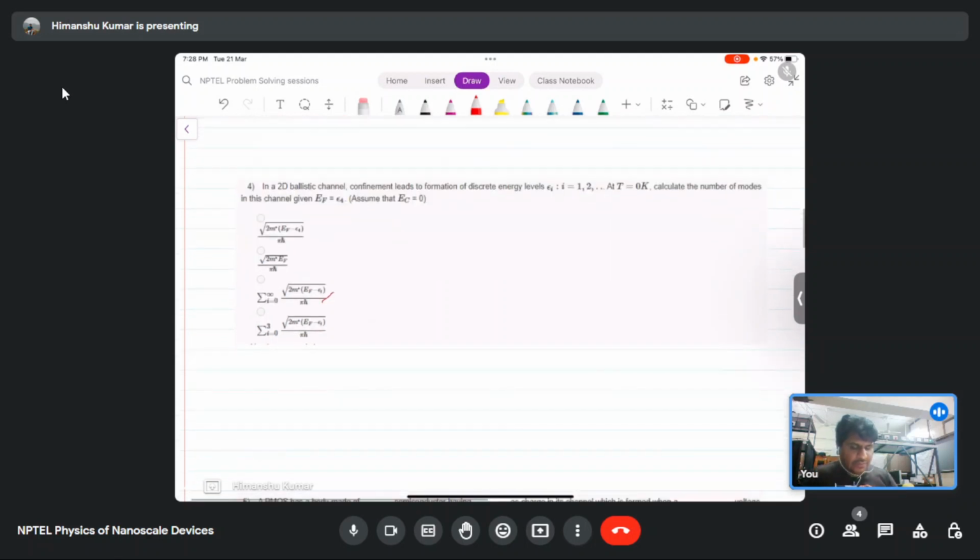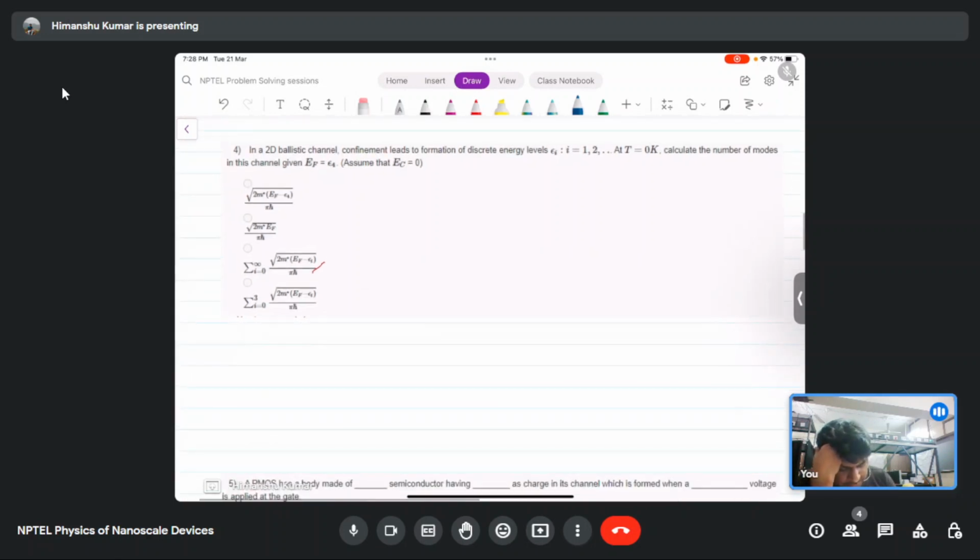Okay, if there is no doubt in the previous problem, let's move to the next problem. In the 2D ballistic channel, the confinement leads to formation of discrete energy levels E_i, with i equal to 1, 2, 3, 4 at T equals 0. Calculate the number of modes in this channel given that EF is equal to E4. Assume EC as 0.